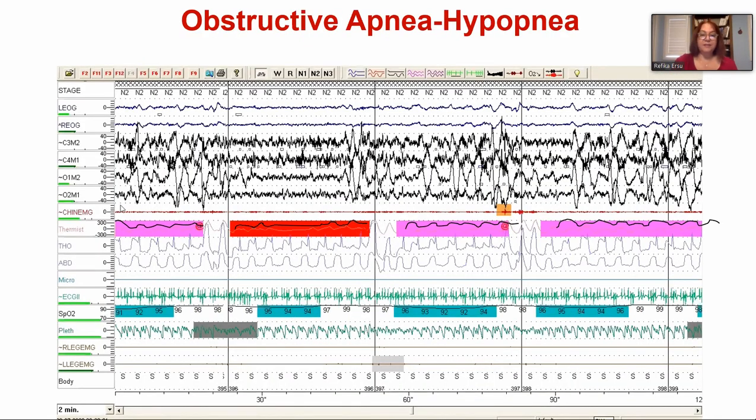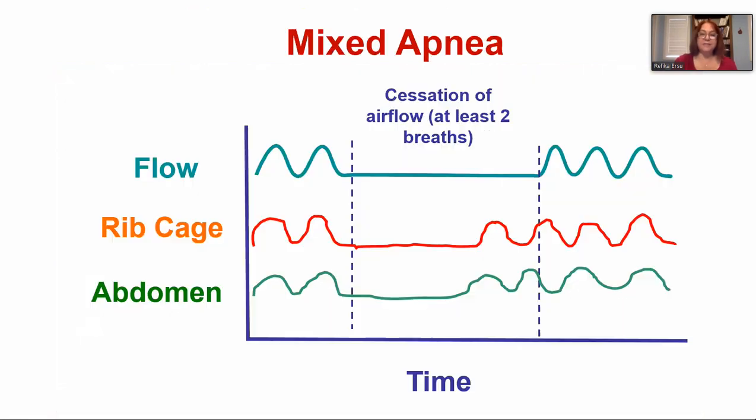So here's a child with hypopnea, desaturation, obstructive apnea, hypopnea, hypopnea. So that's usually the pattern we see, especially during REM sleep.